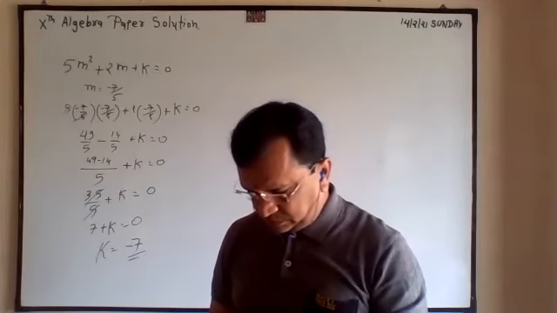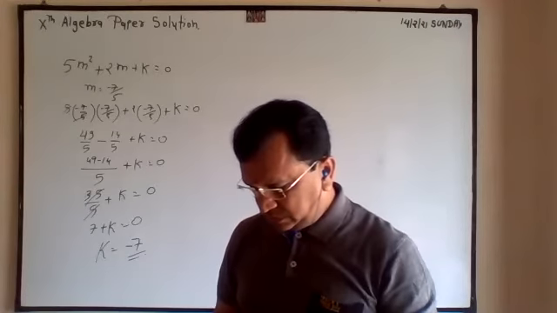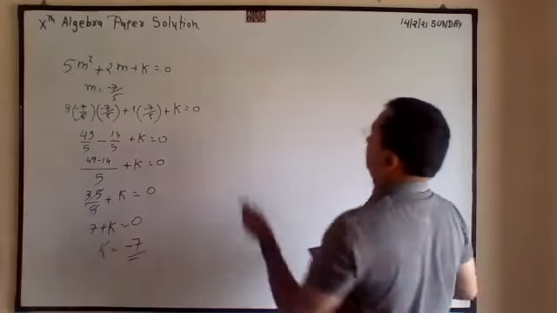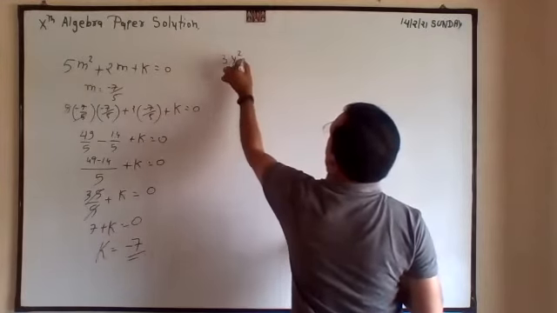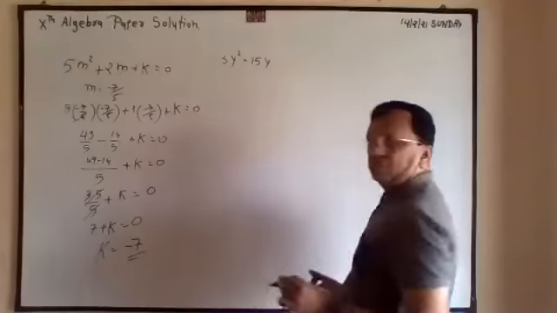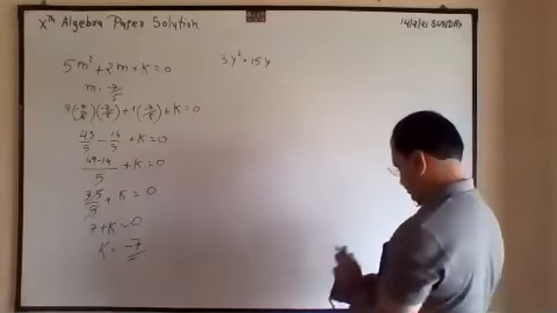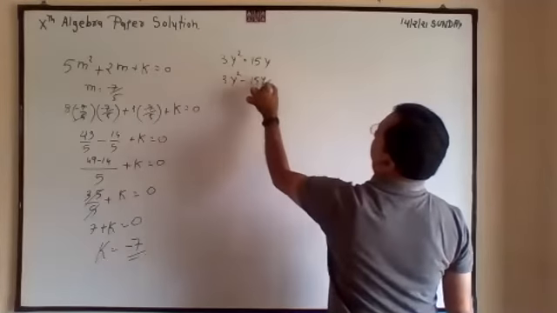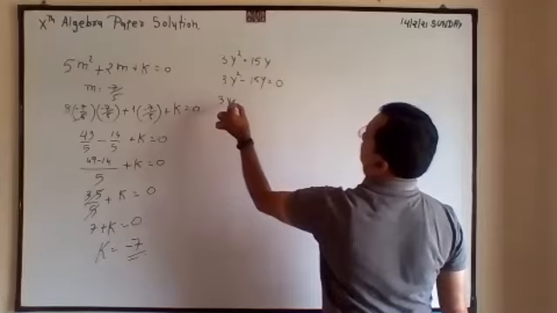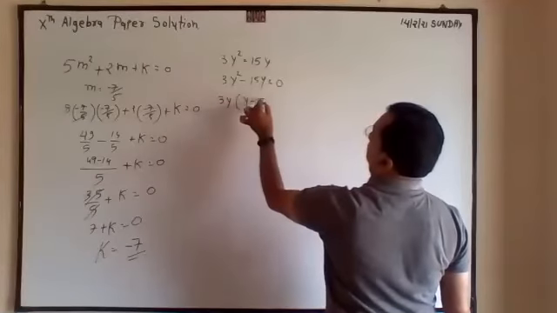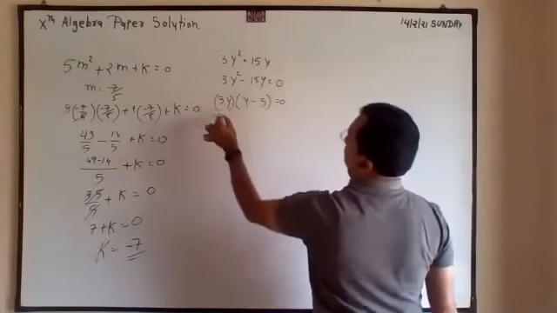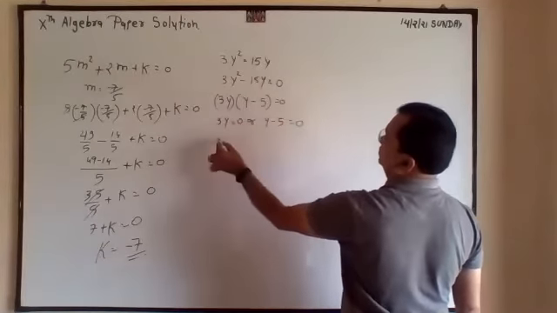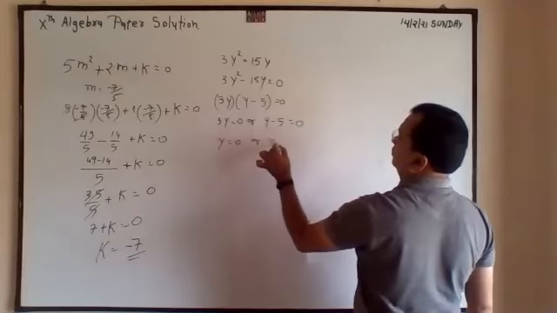Next. 3y square is equal to 15y. Solve this equation. 3y square minus 15y is equal to 0. 3y common. So 3y is equal to 0 or y minus 5 is equal to 0. Y is equal to 0 or y is equal to 5.